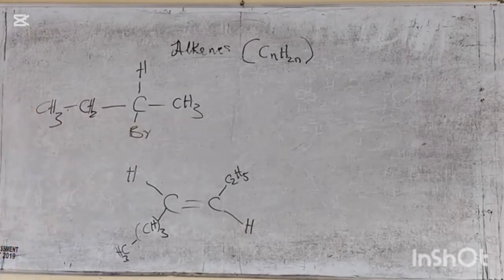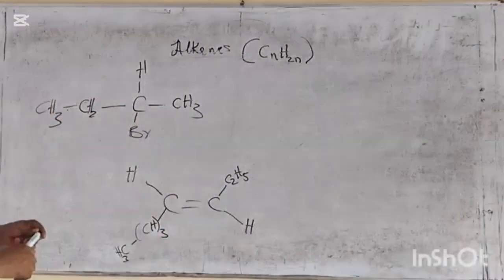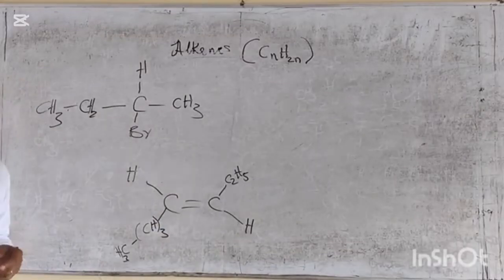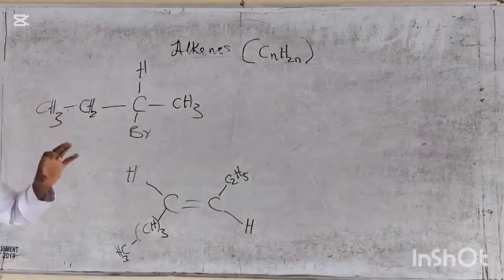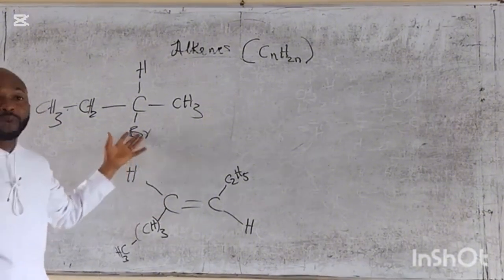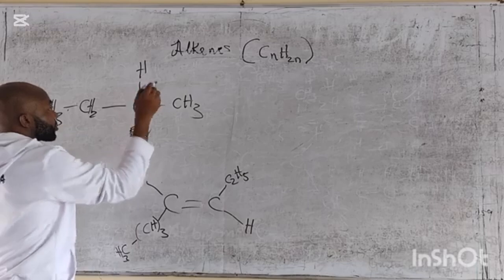Now, your job is to trace the chiral carbon. We say a chiral carbon, or the chiral center, is that carbon that has four different groups attached to it. Let's think, this is our chiral carbon.